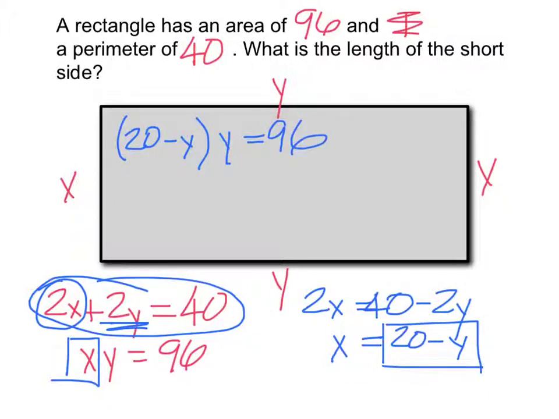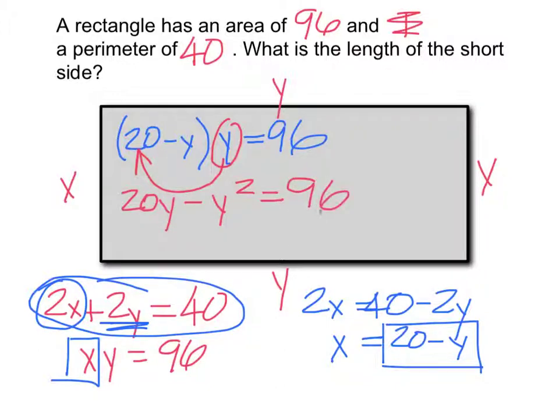Are you good to there? Yeah. Alright, so now you have to distribute the y. So y times 20 is 20y, and y times the minus y is minus y squared. Are you still good? Okay, now you want to get it equal to 0, right?